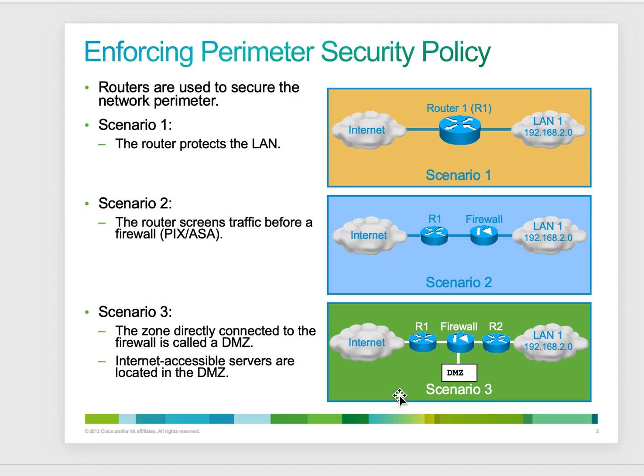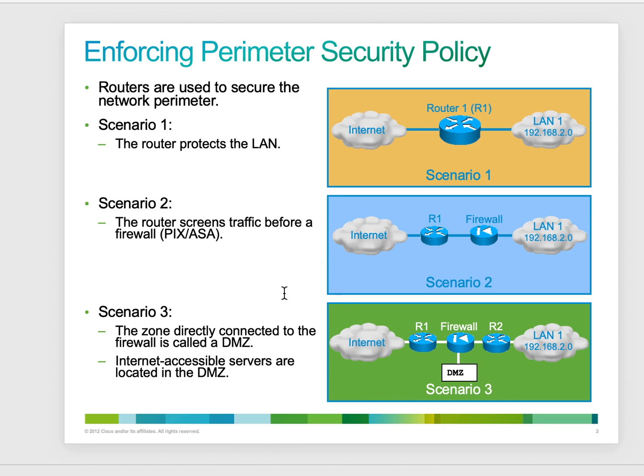They're used to secure the network perimeters. We use the router because it's like the gateway to a given local area network. So a router is a gateway to a given local area network, and undoubtedly we use the router to secure the perimeter of a given network. So we're going to look at three scenarios of how the router is being used to secure the perimeter of our network.